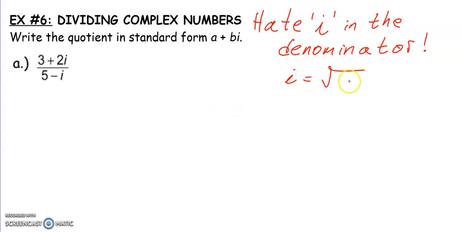Remember, i is really a square root. And we cannot tolerate square roots in the denominator. So we cannot tolerate i's in the denominator because i is a square root. We're going to get rid of it. Now the question becomes, how are we going to get rid of it? Well, that's going to require a little bit of multiplication.